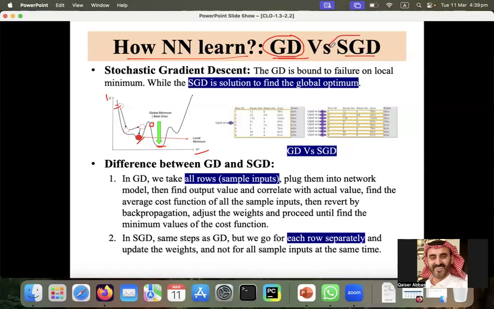But if you use stochastic gradient descent, then this situation will not happen. It will give you this deepest point, even if it is starting from here. So that is the major difference between gradient descent and stochastic gradient descent.